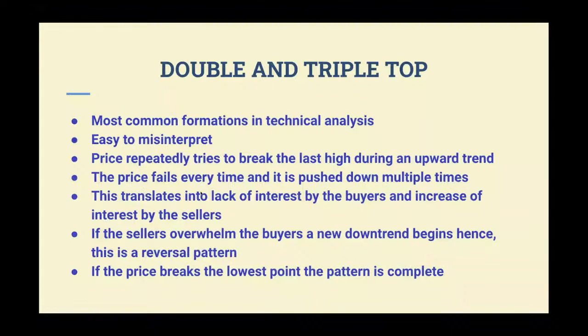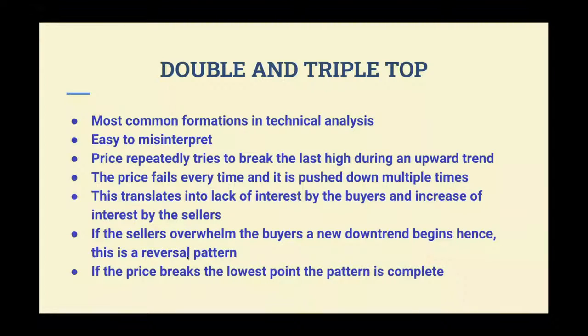The price fails every time and it's pushed down multiple times. This translates into a lack of interest by the buyers and increase of interest by the sellers. As we say, this is a reversal pattern and it's from the uptrend, so you're gonna see the sellers overwhelming the buyers. If the sellers overwhelm the buyers, a new downtrend begins. Hence, this is a reversal pattern. That's just what I said with different words.